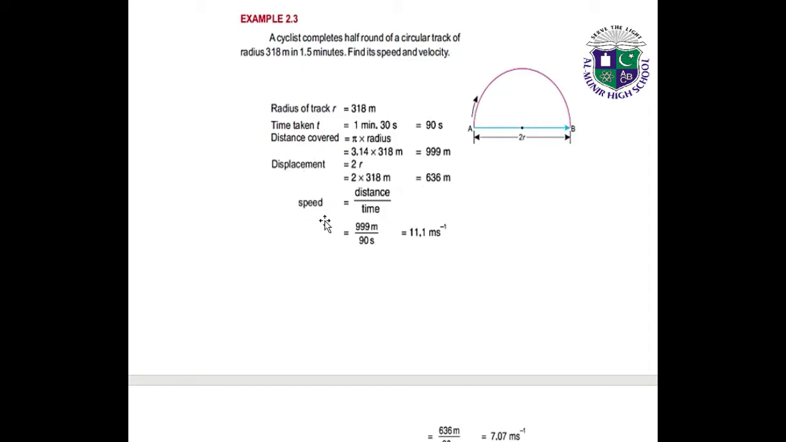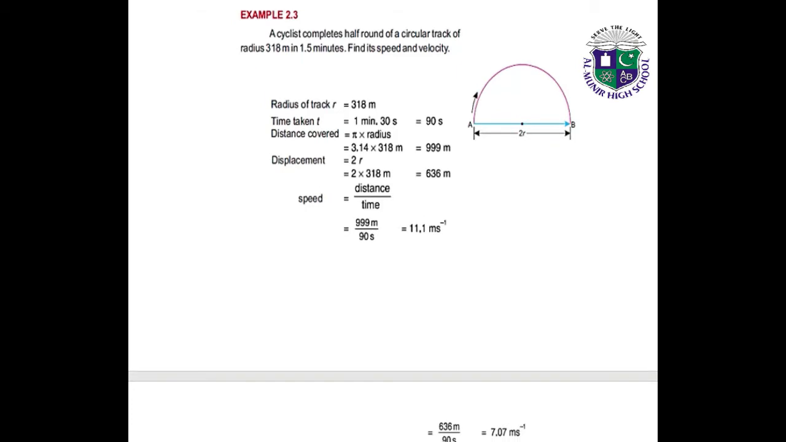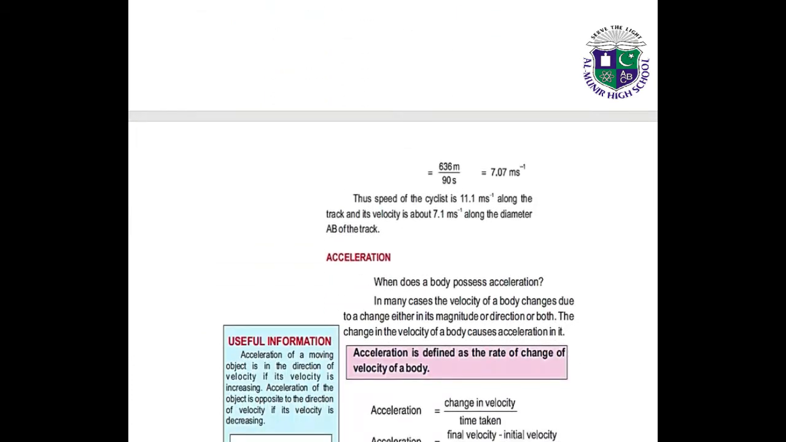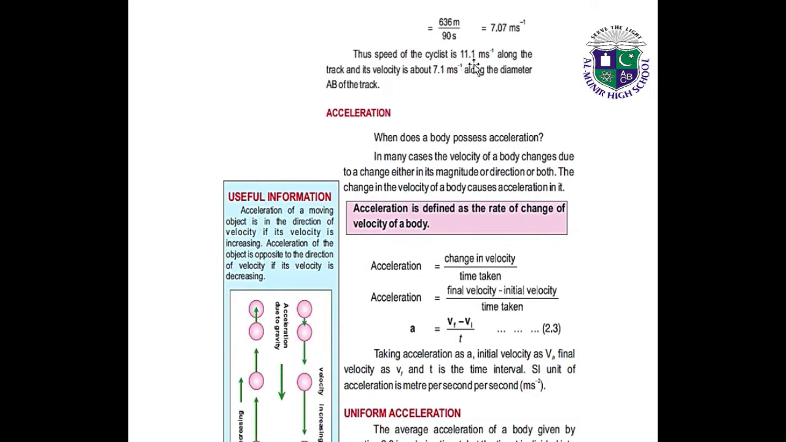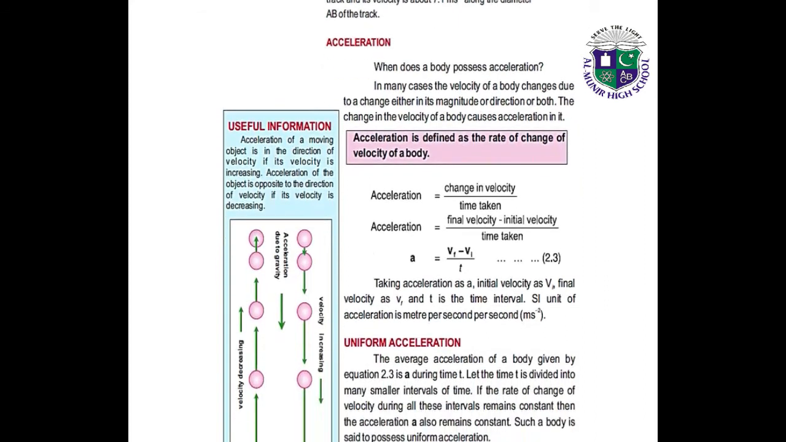What is the formula of the speed? It will be distance over time. By putting all these values, we will get the speed. And also we know the formula of displacement. So the speed of the cyclist is 11.1 meter per second along the track, and its velocity is about 7.1 meter per second.